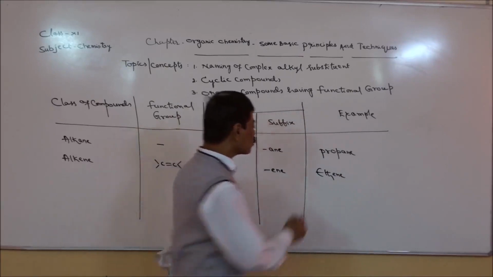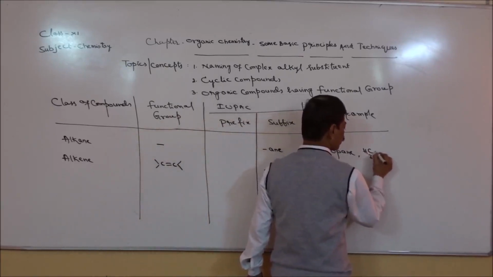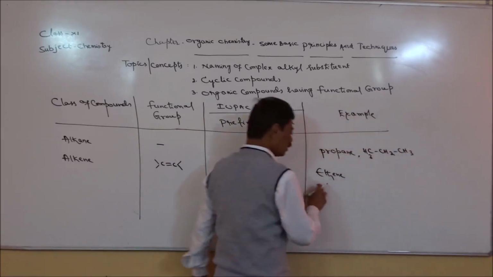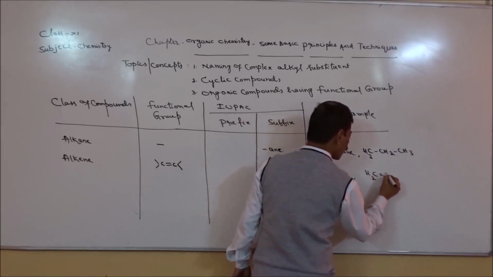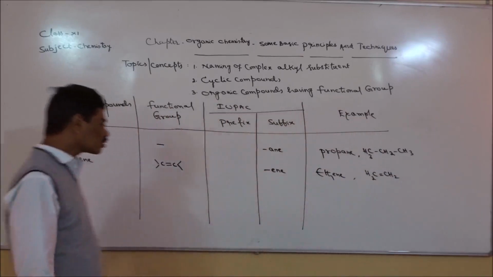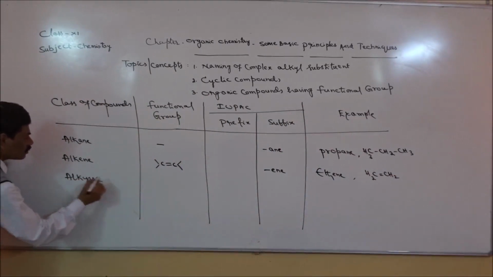Right? So propane, CH3, CH2, CH3. Here ethene, CH2, double bond, CH2. We can go for butene, pentane, hexane, and so on. Next is alkyne.